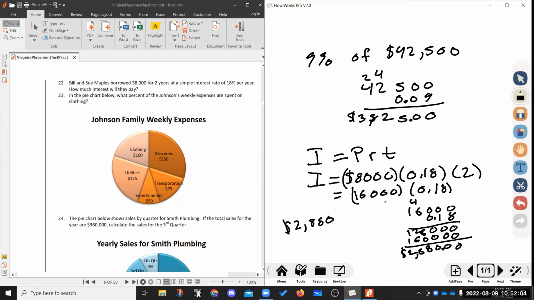So altogether, they didn't ask us this, but they're going to have to pay back interest plus principal. So they're going to have to pay back a total of $10,880 to the bank for the initial $8,000 they borrowed. You see how that works? The bank is always going to make money off of lending you money. So you pay back more than you borrowed always when you borrow with interest.